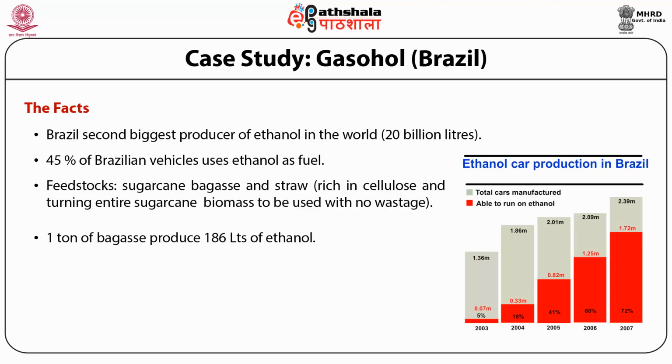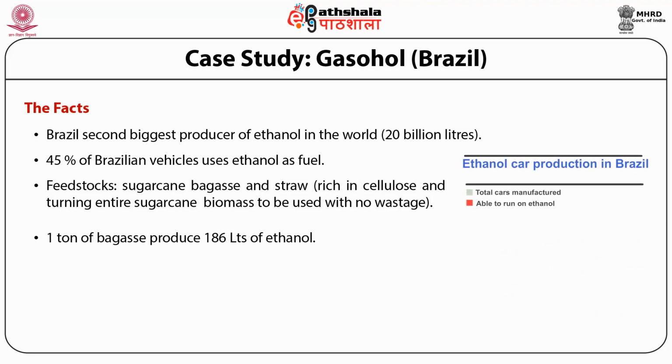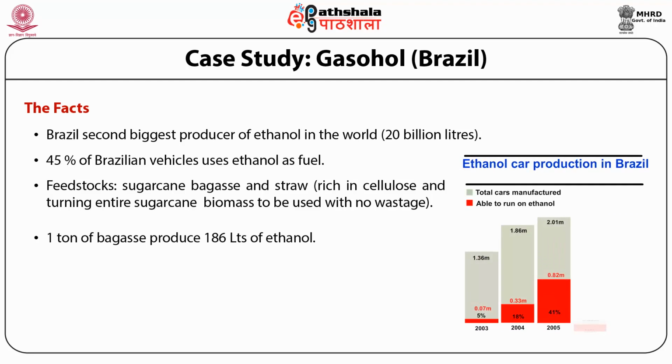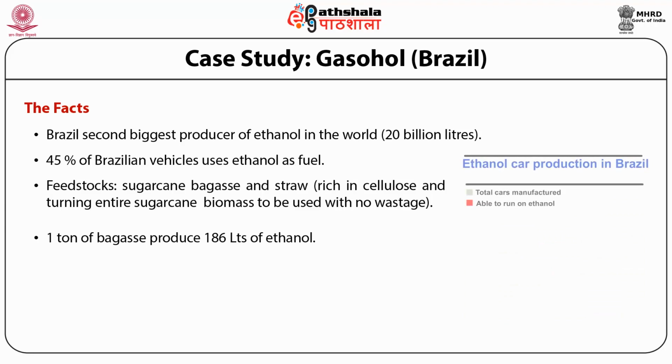Below is the ethanol car production in Brazil. If you see this graph from 2003 to 2007, there is a significant increase in the production of ethanol cars in Brazil. The gray diagram shows the total cars manufactured, whereas the red line shows the cars which are able to run on ethanol. So it's clear that manufacturers are increasing the manufacturing of cars based on ethanol as a fuel.